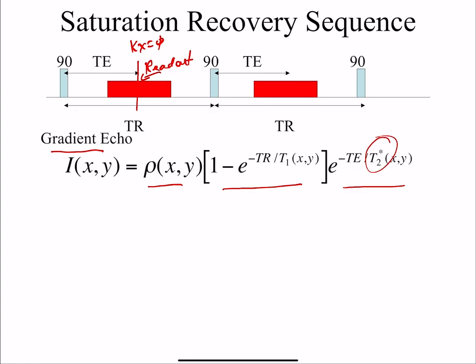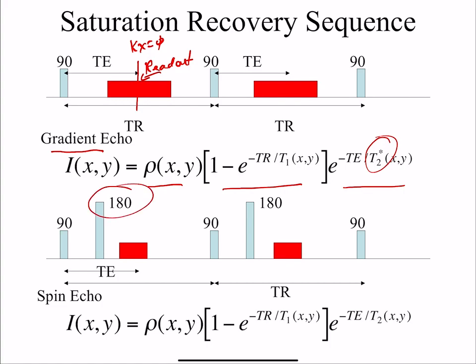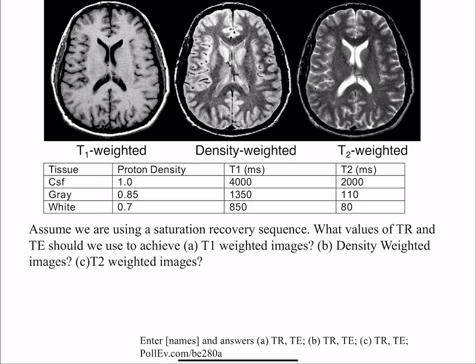If you stick in a 180 degree pulse, then you're going to refocus the static inhomogeneities. You're going to get rid of the T2 prime component, so you'll be left with just T2 decay. The expression is similar, except now we have T2. Last time we talked about how by manipulating TR and TE, you can get different contrasts. If we make TE really short, then we get T1 contrast. If we make TR really long, we get T2 contrast. And if we make TR really long and TE really short, then we get proton density. Are there any questions about that?